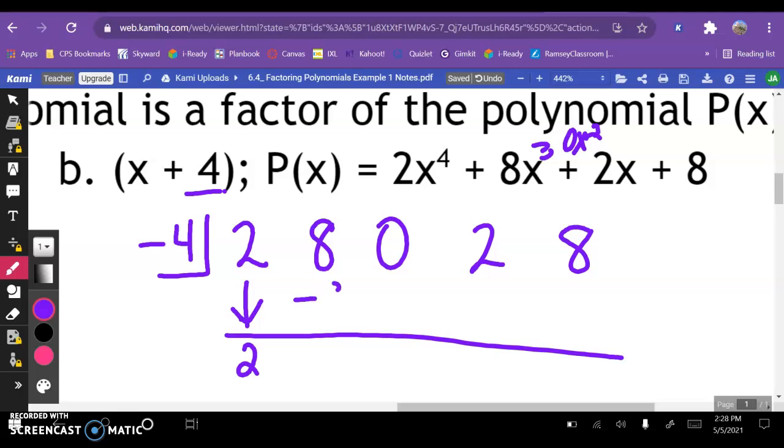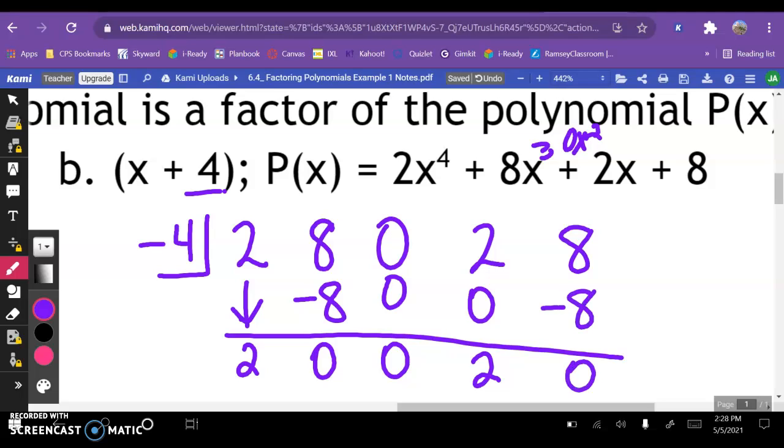Negative 4 times 2 is negative 8. That would be 0. Negative 4 times 0 is going to be 0. Add going down is 0. Negative 4 times 0 is going to be 0. Add going down, I get 2. Negative 4 times 2 is negative 8. Add going down, I get 0.